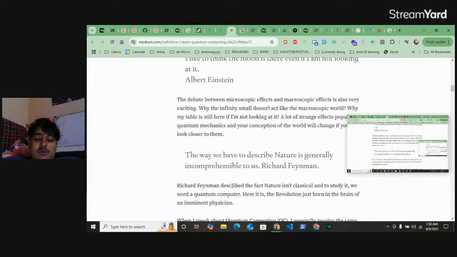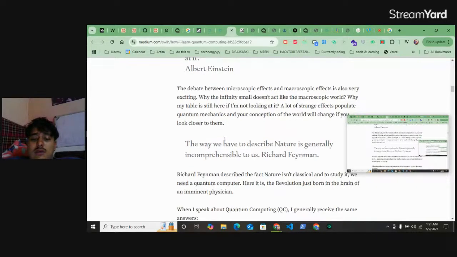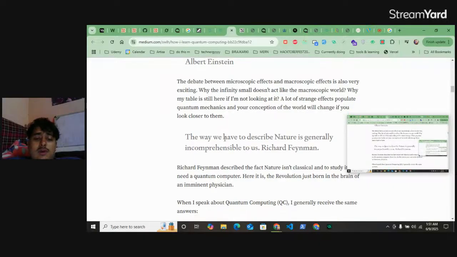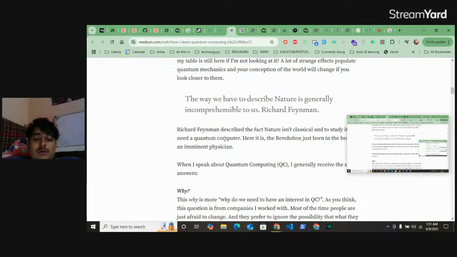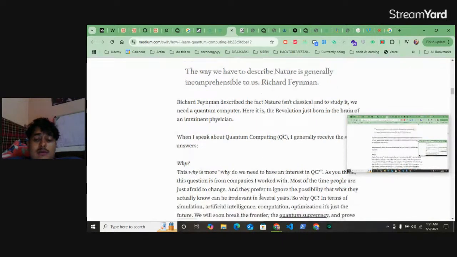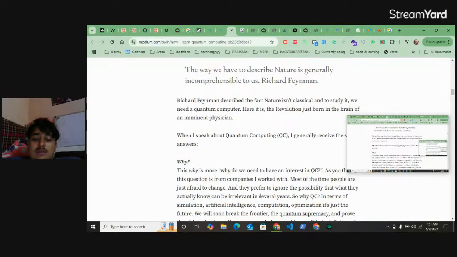The debate between microscopic and macroscopic effects is also very exciting. Why does the infinitely small not act like the macroscopic world? Why is my table still there if I'm not looking at it? A lot of strange effects populate quantum mechanics, and your conception of the world will change if you look closer at them. Nature is generally incomprehensible to us. Feynman describes the fact that nature isn't classical, and to study it we need a quantum computer. Here is the revelation, just born in the brain of an eminent physicist.